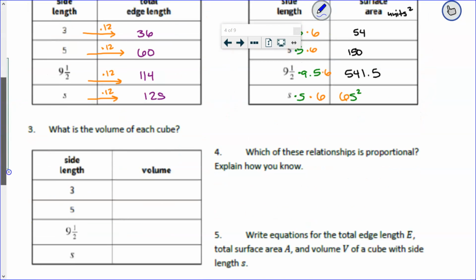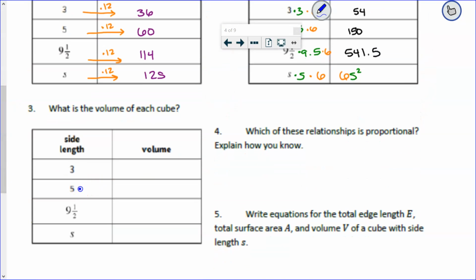So what we're doing here is 5 multiplied by 5, because that's how many of those little cubes it would take to fill in that whole bottom layer, but we've got 5 layers that we're trying to fill up. So 5 times 5 times 5, which is going to be 125. And for the 3, the side length of 3, 3 times 3, but there's going to be 3 layers. So 3 times 3 times 3, which is 27.